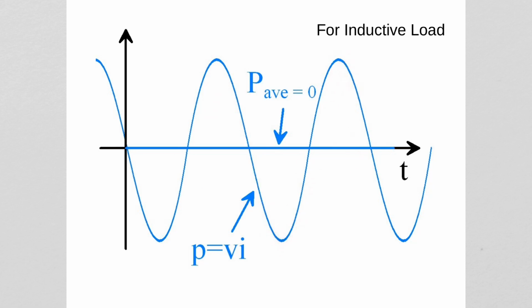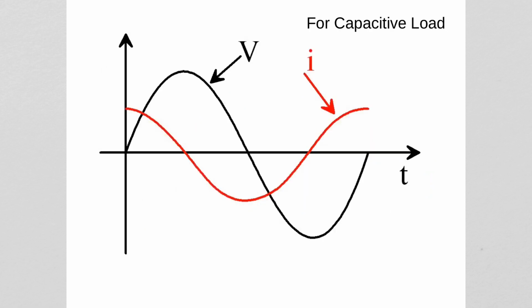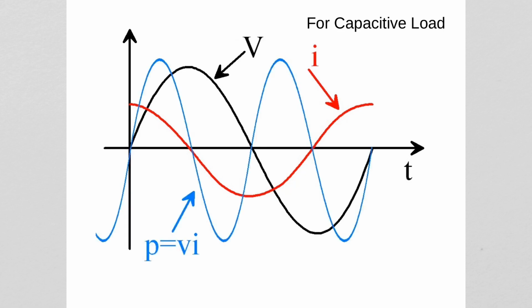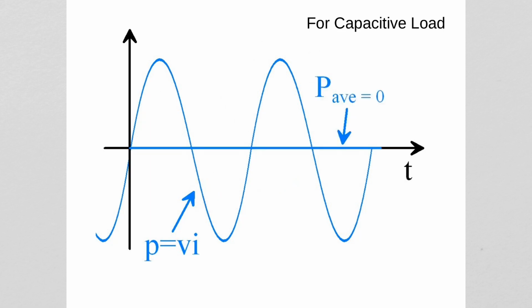In a similar manner, if you look at the capacitive load waveforms, voltage and a leading current waveform like this, and multiply the instantaneous values of the current and the voltage, you will get the power curve in this fashion. This is P equal to VI, the instantaneous power curve. Here again, if you remove the voltage and current waveforms, it becomes clear that the average power is 0.